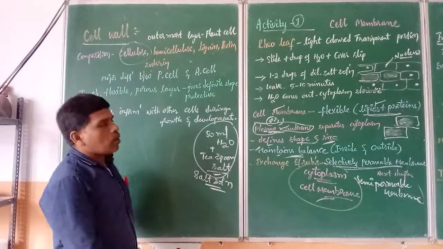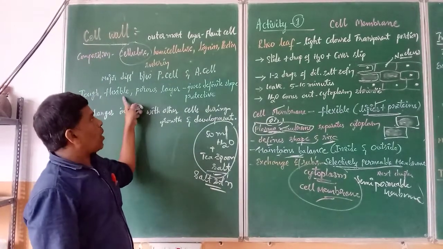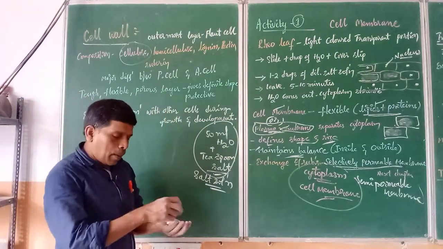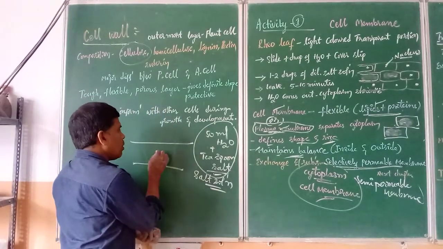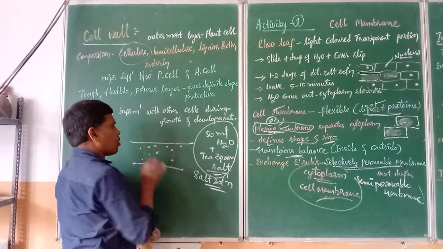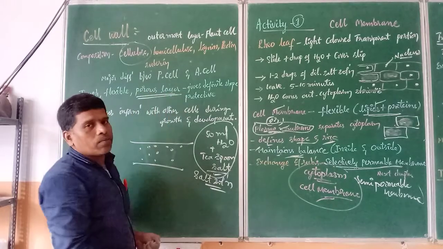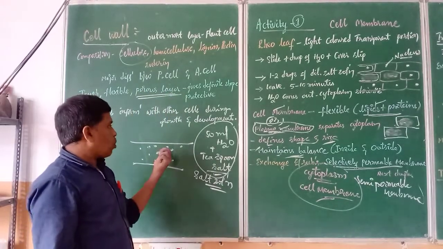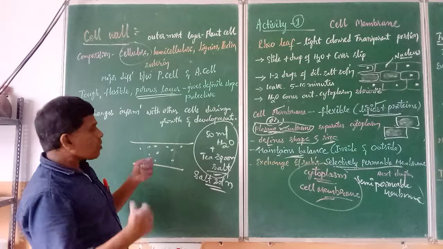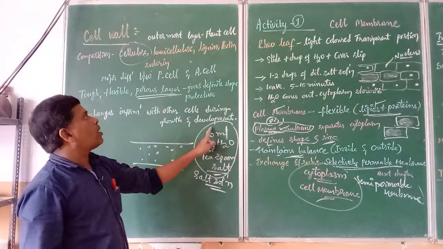Now coming to how we can define it. The cell wall is a tough, flexible and porous layer. What do you mean by porous? It means a layer with small tiny openings. Minute microscopic openings, small holes will be present. That is called porous nature. Because of this porous nature, it helps in the exchange of information with other cells during growth and development.